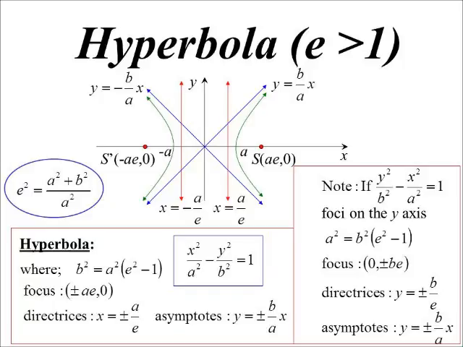And the focus will be plus or minus BE. Directrices B divided by E. Amazingly, the asymptote doesn't change. It's still B on A X for the asymptotes.